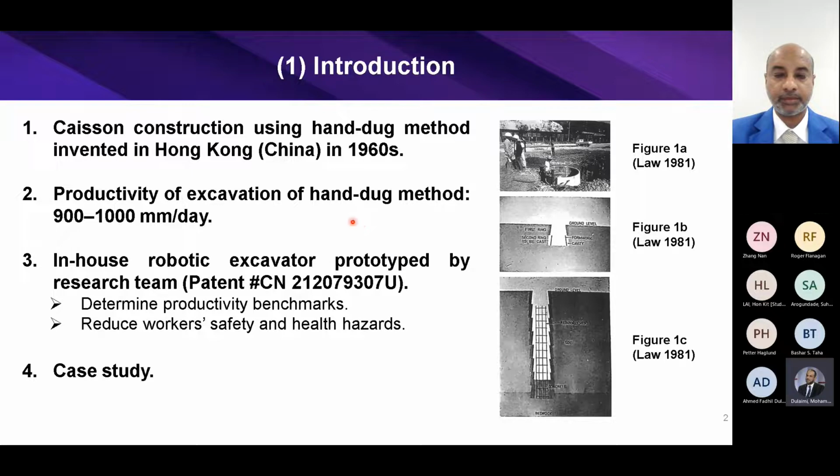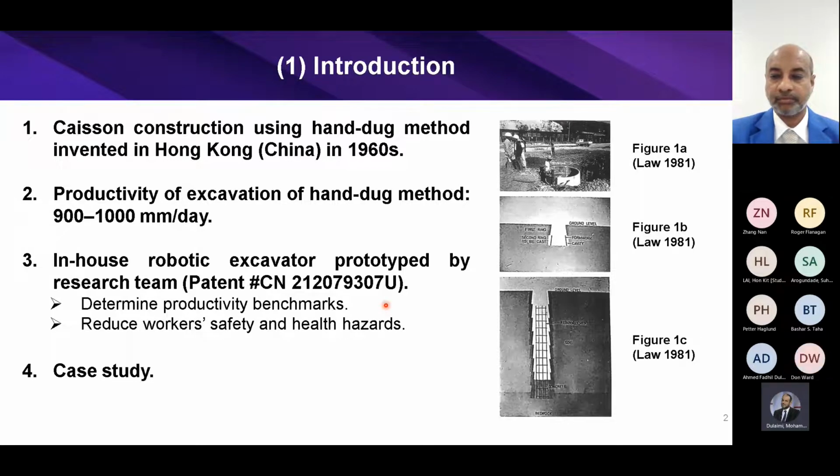So the productivity of excavation of the hand-dug method is basically recorded as a range from 900 millimeters to 1000 millimeters per day. Our research team recently designed and manufactured a robotic excavator aiming to determine productivity benchmarks and reduce workers' safety and health hazards.